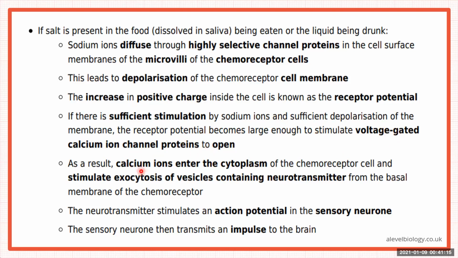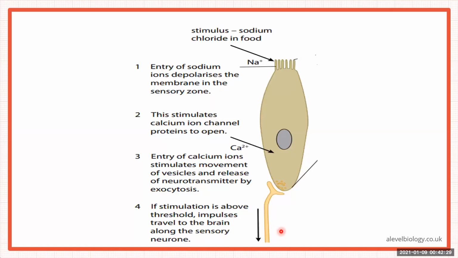As a result, what would happen? The calcium ions would enter the cytoplasm of the chemoreceptor cell, and they would stimulate the exocytosis of vesicles, which contain a neurotransmitter, right? And this would happen from the basal membrane of the chemoreceptor. So we'll just have a look at the picture in a while, but this is a sequence of events. Sodium ions diffuse in. As a lot of it diffuses in, this causes the voltage-gated calcium channels to open, right? And as calcium ions enter the cytoplasm of the chemoreceptor cell, it stimulates the exocytosis of vesicles, which contain these neurotransmitters, right? These neurotransmitters then stimulate an action potential in the sensory neuron. And the sensory neuron then transmits an impulse to the brain. So see, this is a sequence of events.